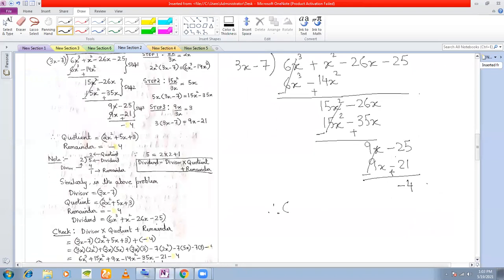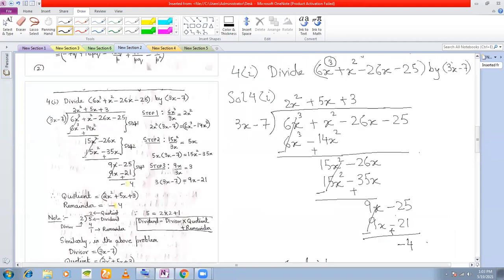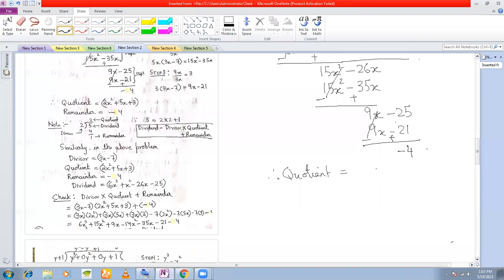So therefore, what is the quotient here? The quotient is what you have written on top here: 2x square plus 5x plus 3. What is the remainder? Minus 4. That's it. If you want to check, you can multiply divisor into quotient plus remainder. See the check I have done here. You can check in the notes.